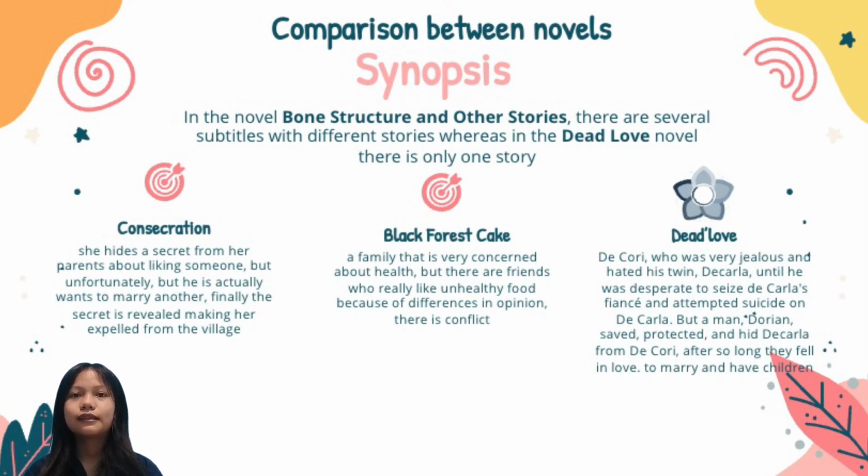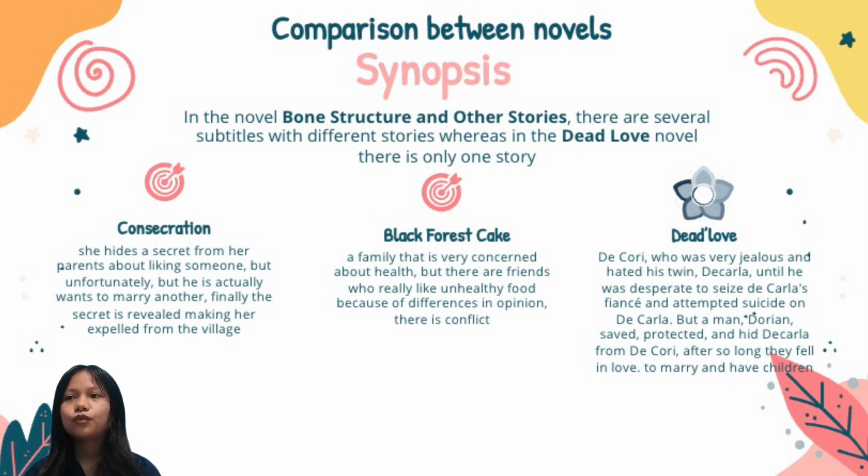Conscription. She hides a secret from her parents about liking someone, but unfortunately he actually wants to marry another. Finally, the secret is revealed, making her exiled from the village. Black Forest Cake. A family that is very confident about health, but there are friends who really like unhealthy food because of differences in opinion. There is conflict.